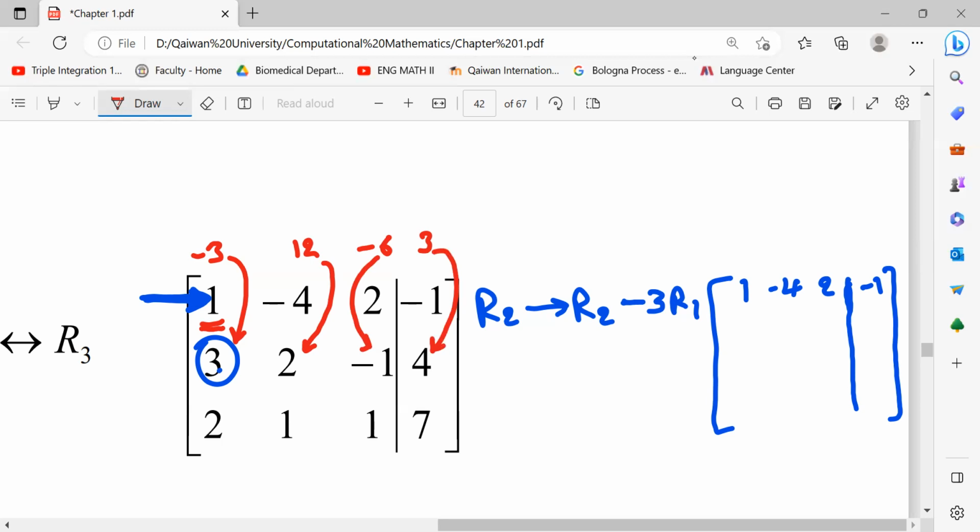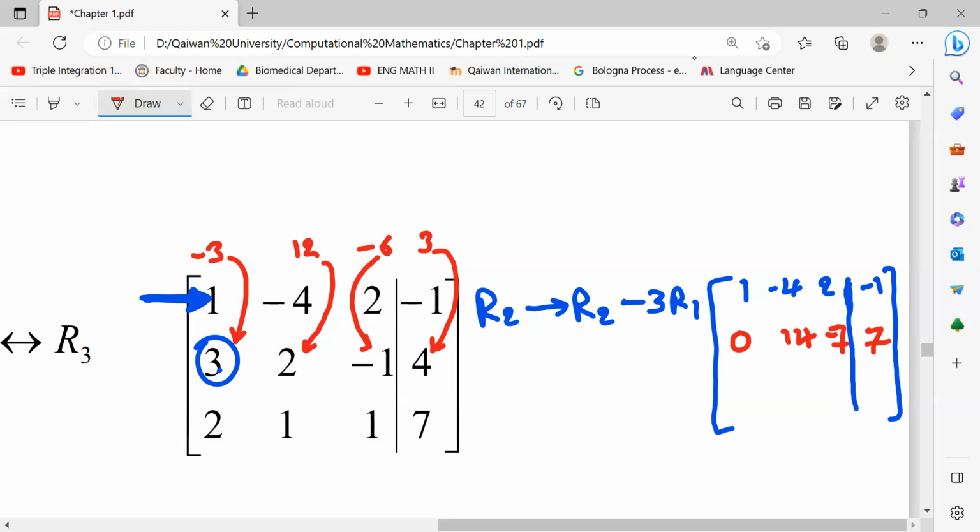-3 plus 3 is 0. 12 plus 2 is 14. -6 minus 1 is -7. 3 plus 4 is 7. Okay, that's all. Look, this must be 0. If it's not 0, it means you made some mistake, because we are trying to make this 0. If it doesn't become 0, that means you made a mistake somewhere. Now we did all the operations with row 2.